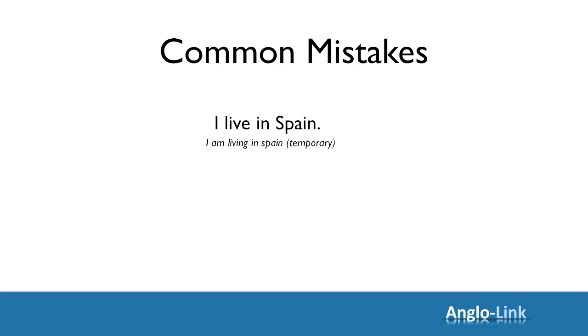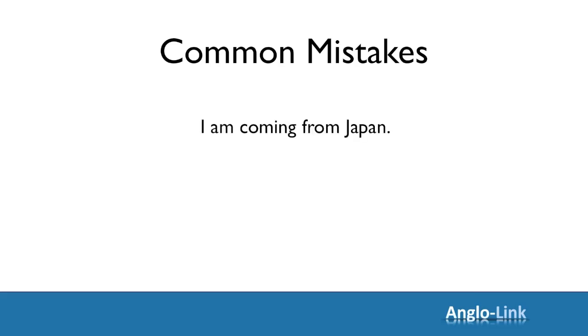Let's look at another example. I'm coming from Japan. This person wants to say that they are from Japan. They are Japanese. They're giving you their nationality. So, it's a fact. Therefore, again, it should be present simple. I come from Japan. Saying I'm coming from Japan means I've just been there. You've been on a trip and you're coming back now.